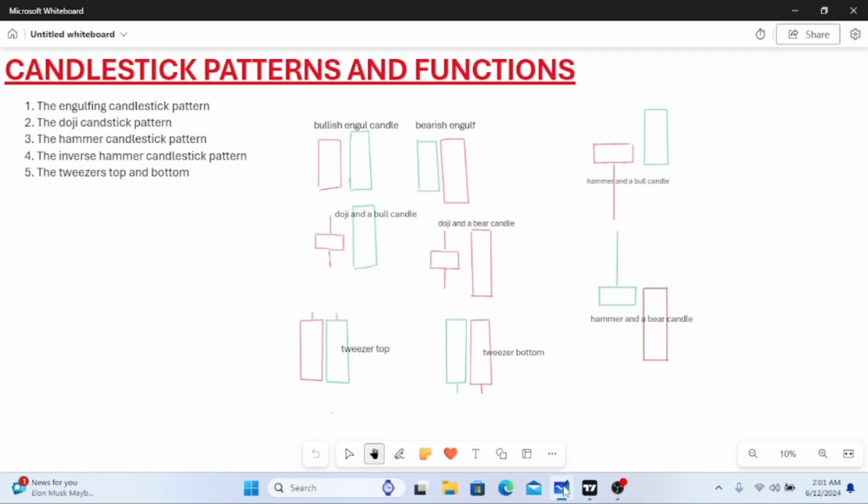So all these illustrations that I drew here, normally in drawing we make it look perfect, but in the reality of it, you don't just want a perfect candle. You just want what looks like it. And when you see what looks like it, it is it.